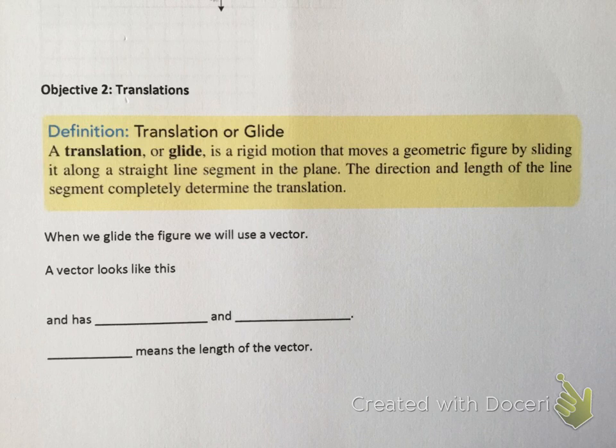I'm going to go into translation and then we're going to stop, and you're going to have another video for this section. So this is translation. The definition of translation, or a glide, is a rigid motion. Remember, rigid motion means we just pick up the figure and move it by sliding it along a straight line segment in the plane. The direction and length of the line segment completely determine the translation.